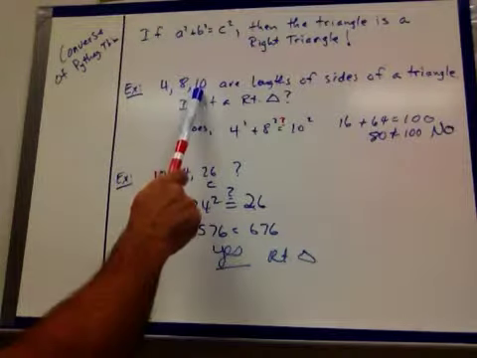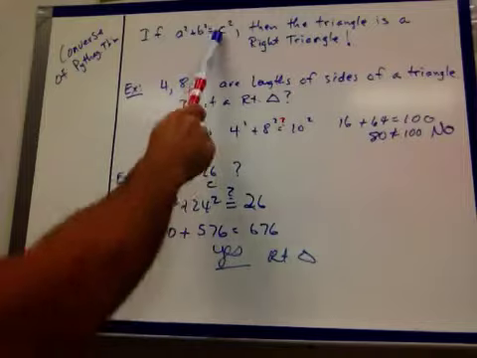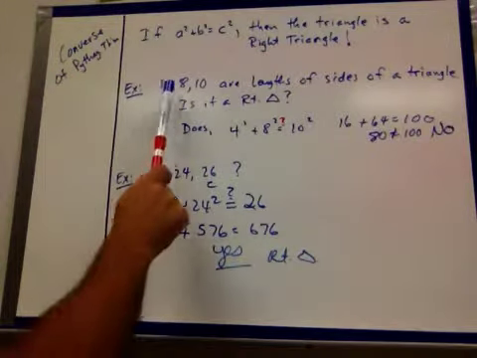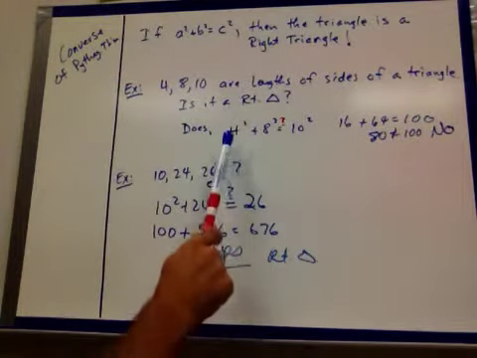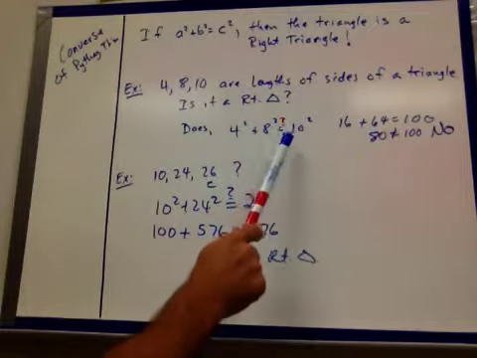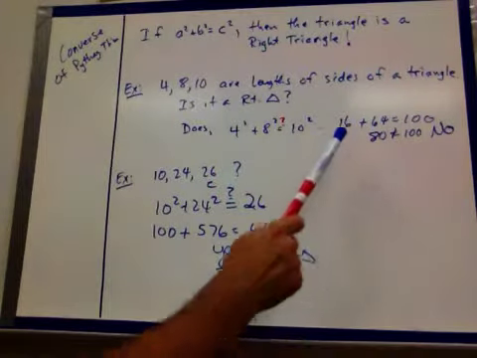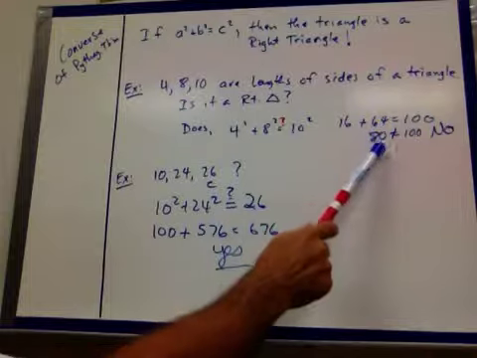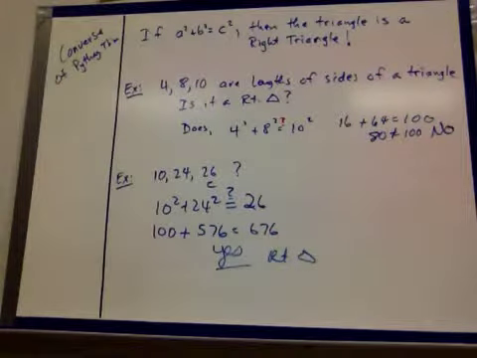Since 10 is my longest side of these three, it's my C. So I plug in the 4, the 8, and the 10, and I get 4 squared plus 8 squared. Does that equal 10 squared? Well, 16 plus 64 is 80. That doesn't equal 100, 10 squared. So no right triangle there.